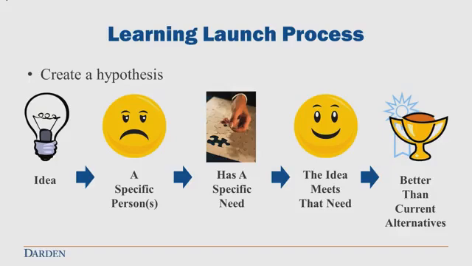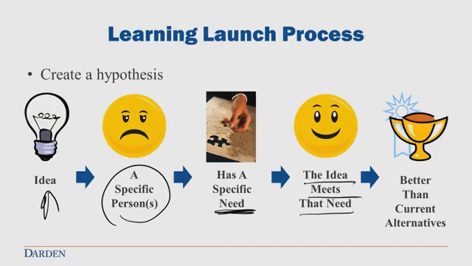The first thing you need is a hypothesis. You don't have to be a scientist. It's easy to create a hypothesis. You've got an idea. So the idea has got to relate to a specific group of customers, whether it's a person or group of persons. You hope there's lots of customers that have this specific problem. So you have a specific group of customers, and see that frown? They've got a pain, a customer pain that you're going to try and solve. They've got that specific need that's causing the pain, and you've got an idea that meets that need or solves that need better than the competition.